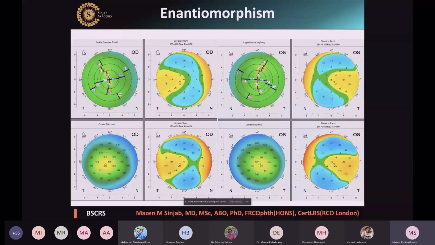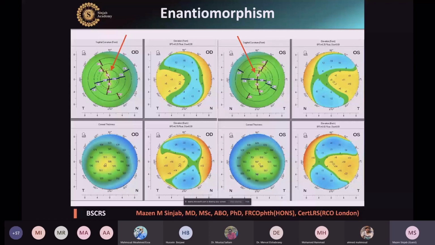Now, what's the importance of enantiomorphism? The importance is, if you find enantiomorphism and skewed radial axis, you can ignore this skewed radial axis, and you can just take it off from your exclusion criteria. So there are two conditions where we can ignore the skewed radial axis: when there is enantiomorphism, and if the topographical astigmatism is less than 1.5 diopters.